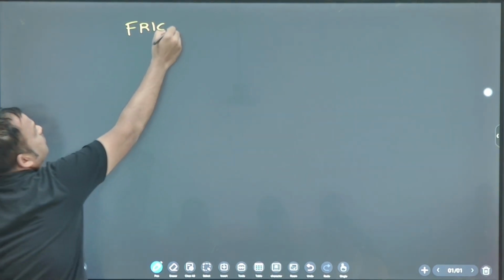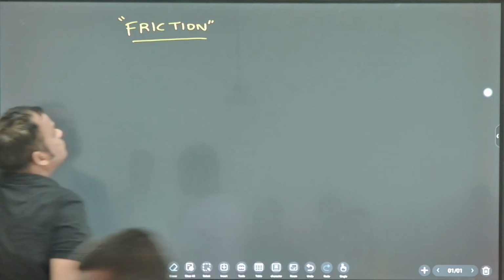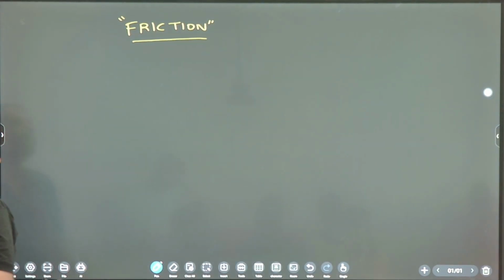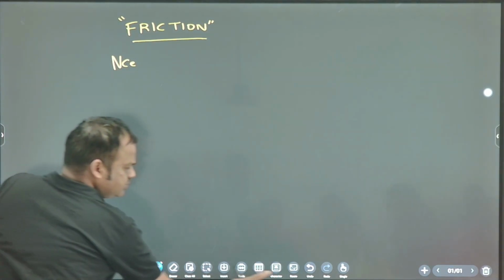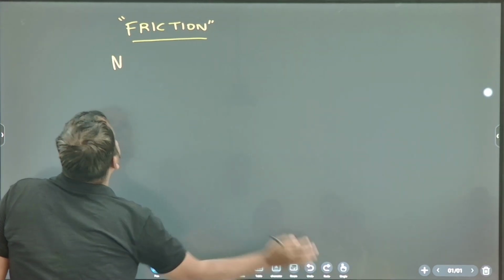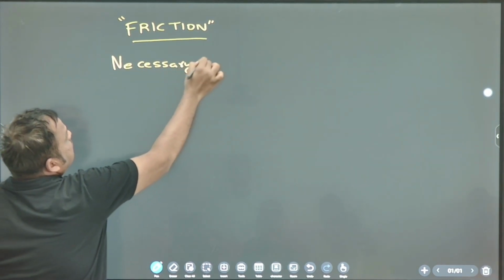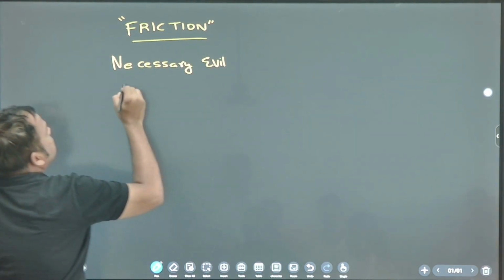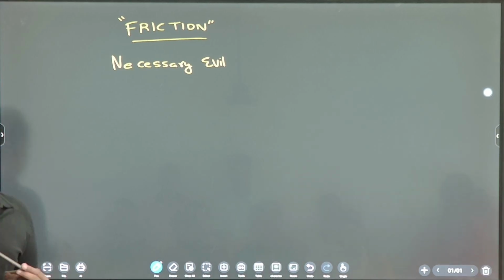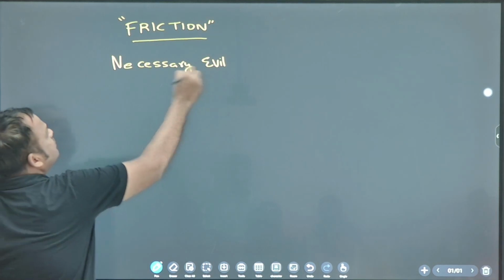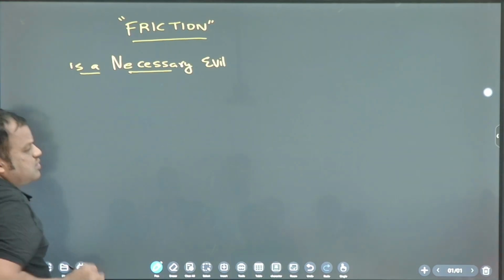Circular motion actually, but a few more points we will discuss on friction. There is a sentence: friction is a necessary evil. Friction is important, but it is bad also. Correct or not? So what do you mean by this?